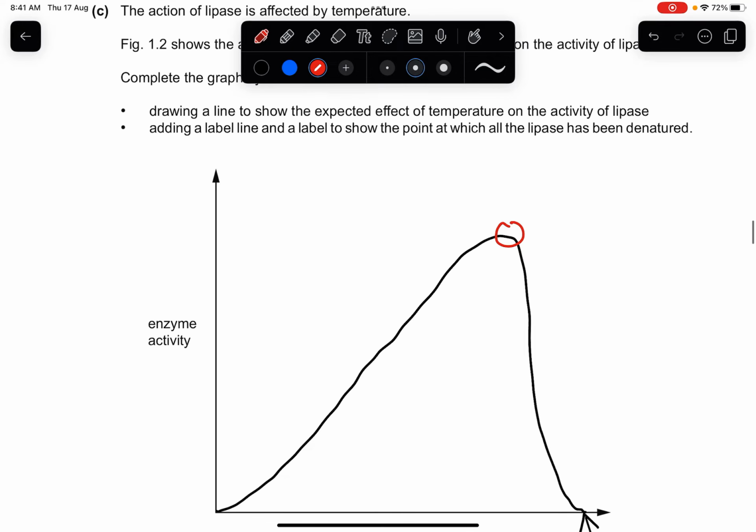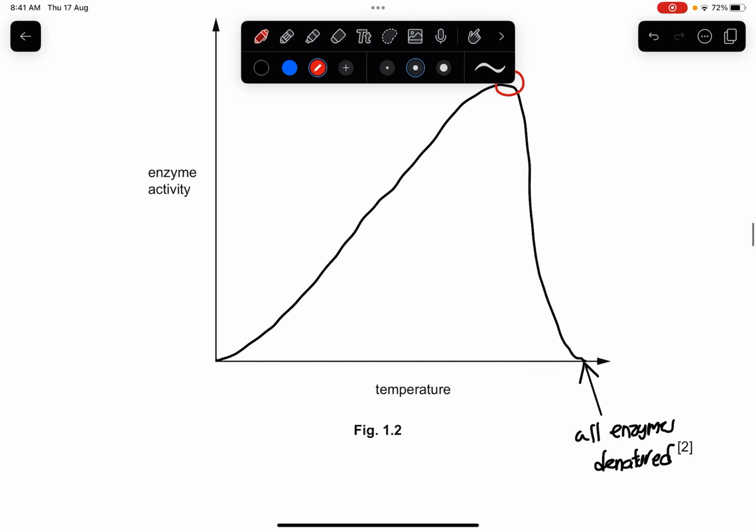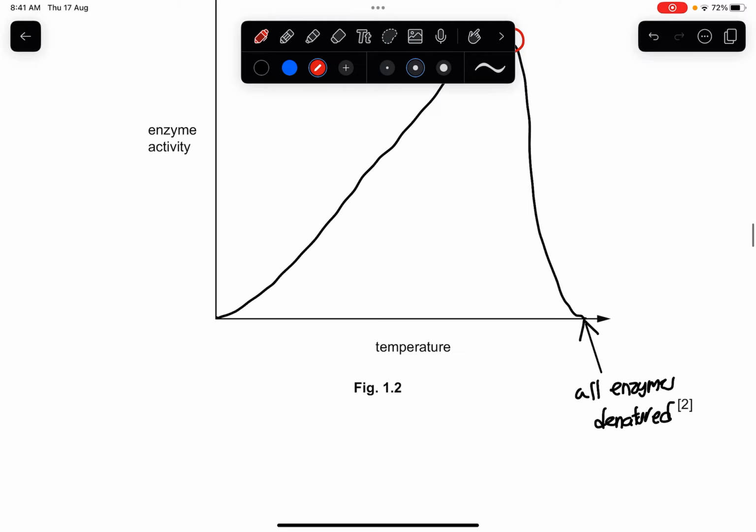it all denatures. So most people will get 1 mark only, but you must remember that you have to add a label line, which is this point where it touches the x-axis. Then once it touches here, label it, draw an arrowhead, all enzymes denatured. That's how you get your 2 marks here.